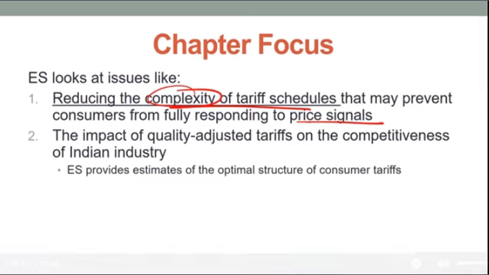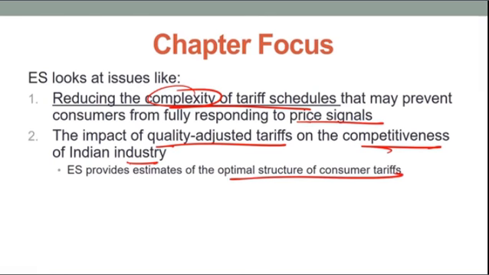Second is quality adjusted tariffs. What is the meaning of that? If we compare India's tariff versus other countries' tariff and you adjust it for quality, how much are our industry people paying for this low quality power? Are we paying too much? And does that affect the competitiveness of the Indian industry? That is the meaning of this discussion. Again, we'll come back to that.